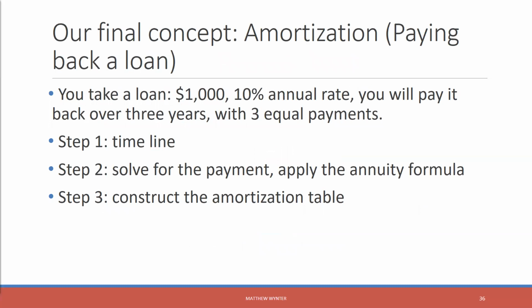Our final concept is going to be amortization, which is paying back a loan. So you take out a loan for $1,000. It has a 10% annual rate. You'll pay it back over 3 years in 3 equal payments. We're going to set up a timeline, solve for the payments, apply the annuity formula, and lastly, construct an amortization table.